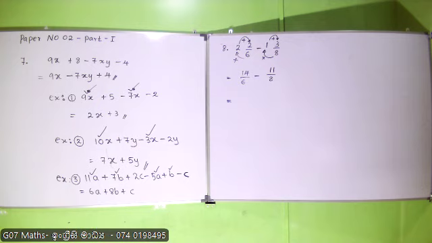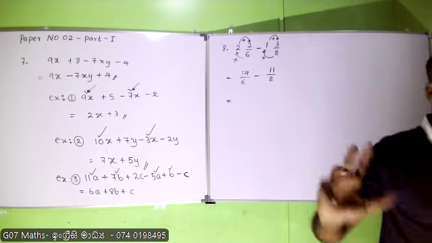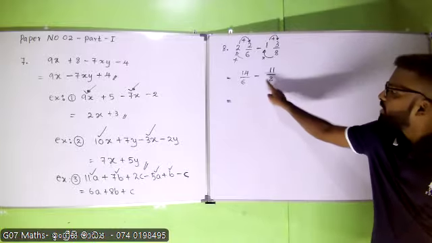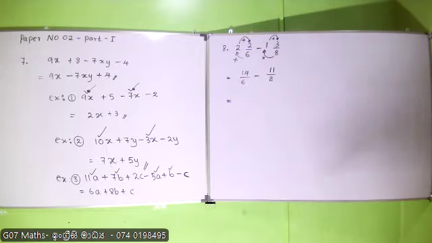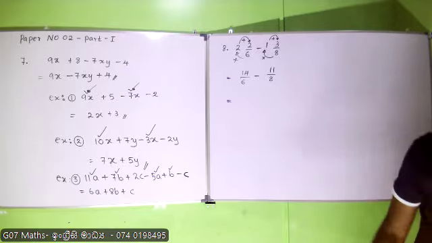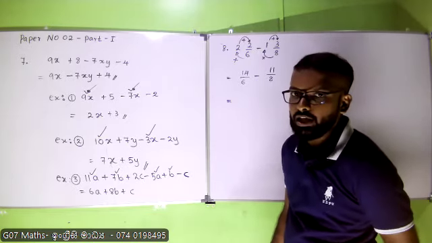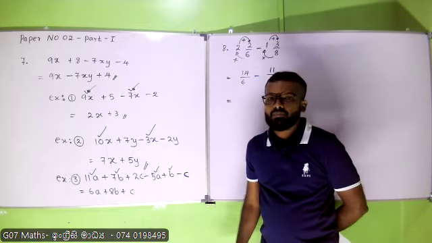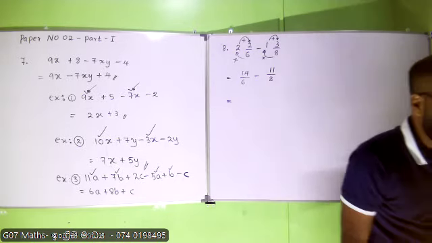How are we going to obtain equal denominators for this one and this one? Sir, 6 multiplied by 4 and 8 multiplied by 3, so that you can obtain 24. Yes, another student is also saying the same thing.